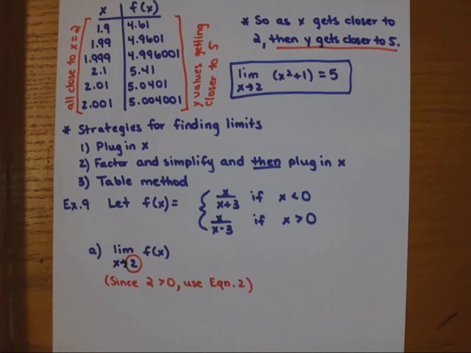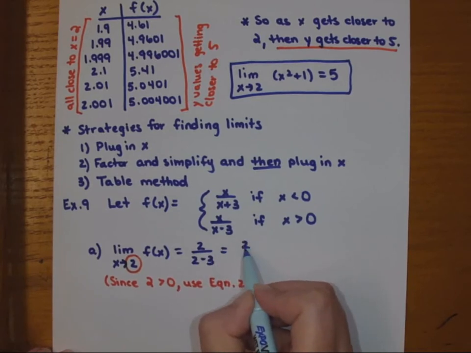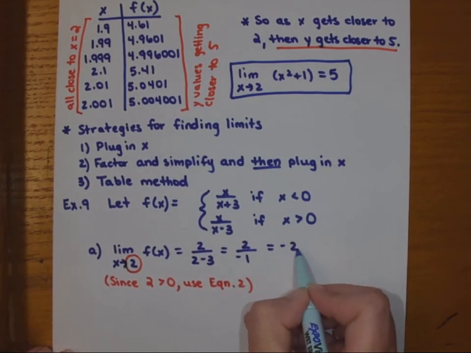Once you decide which equation to use, we're just going to plug it in. So it's going to be 2 over 2 minus 3. So we get 2 over negative 1 or negative 2.